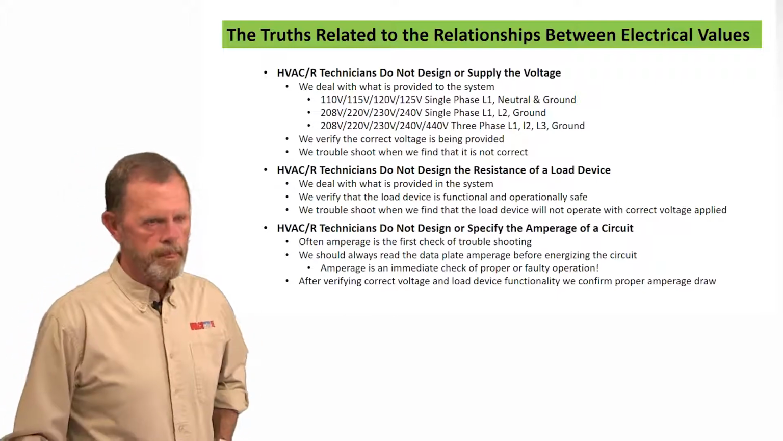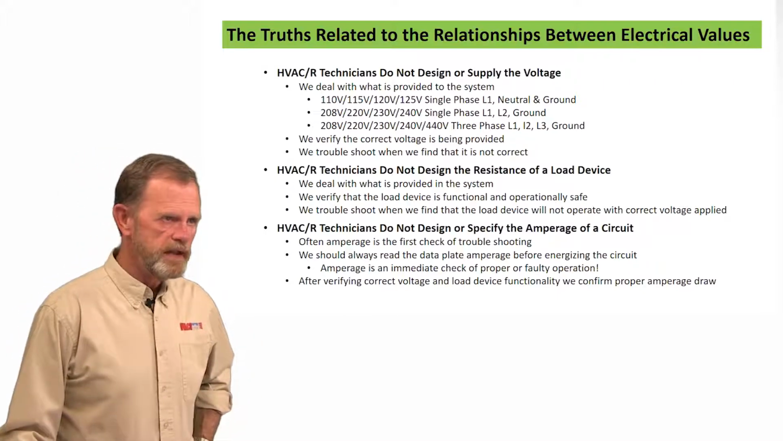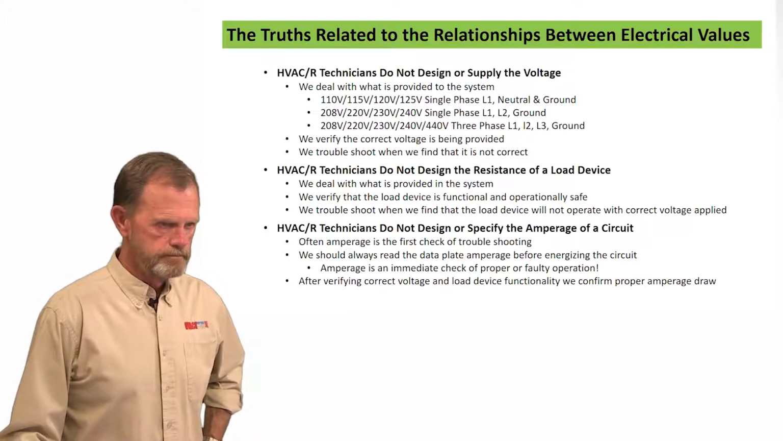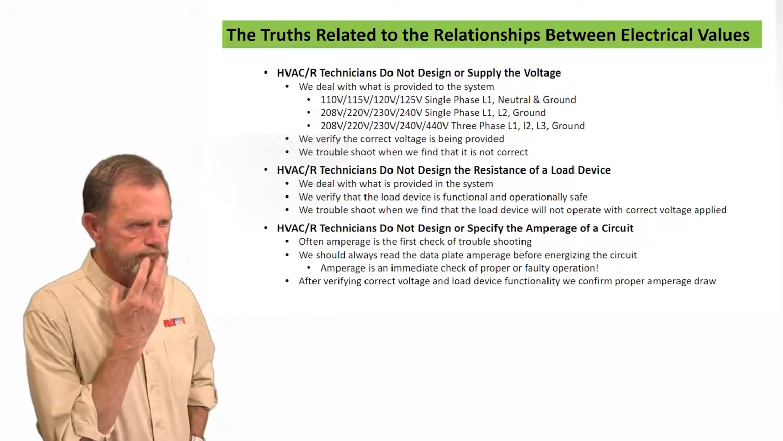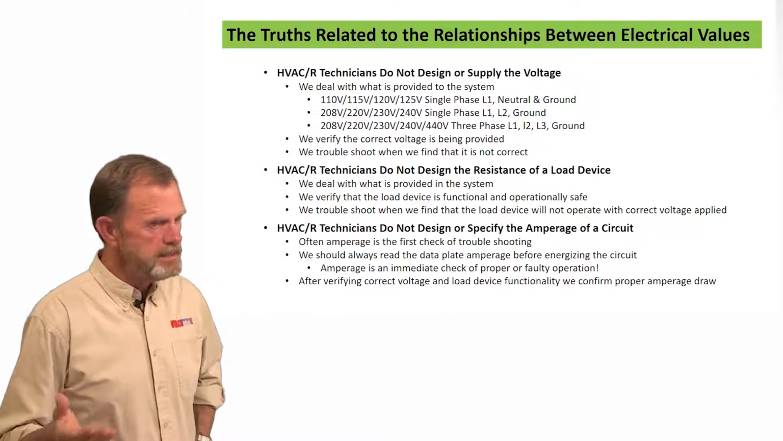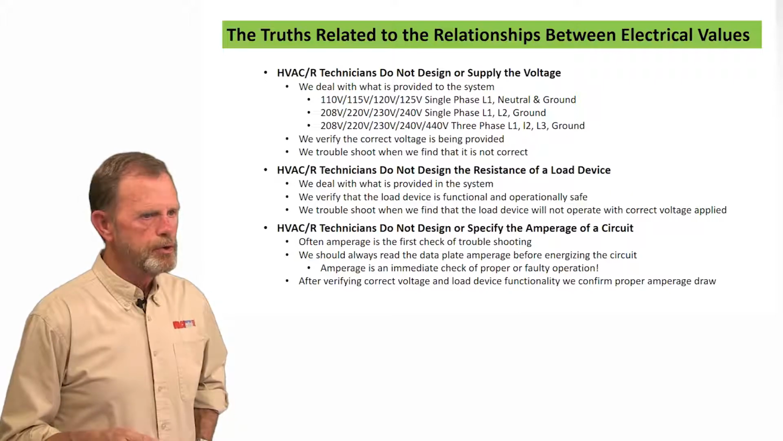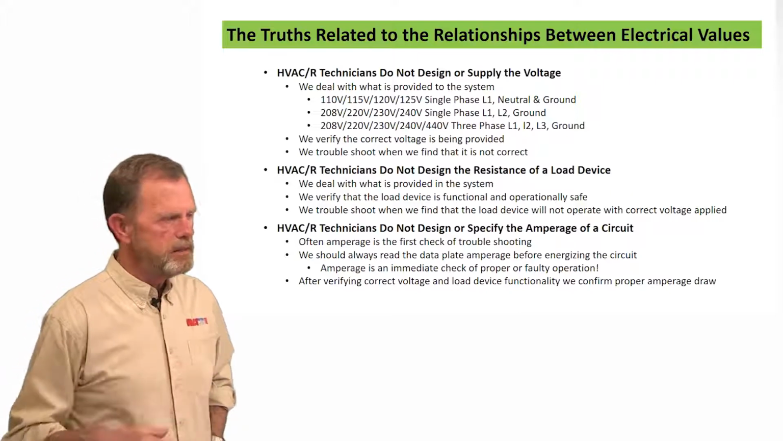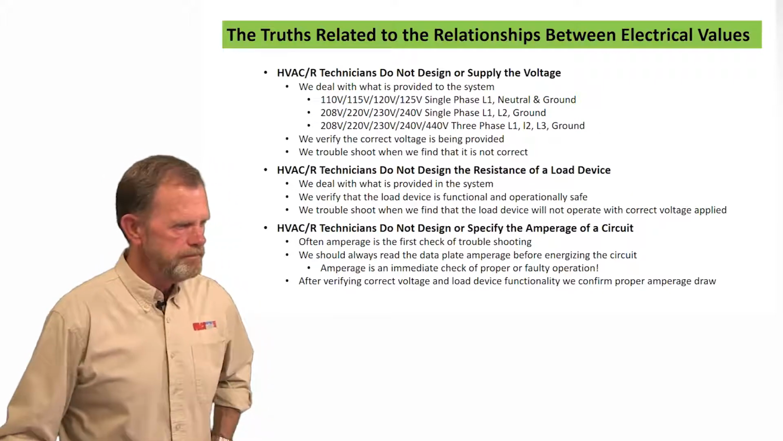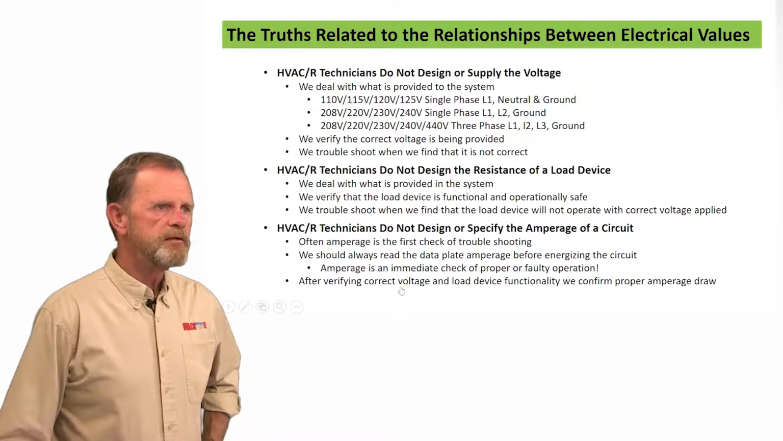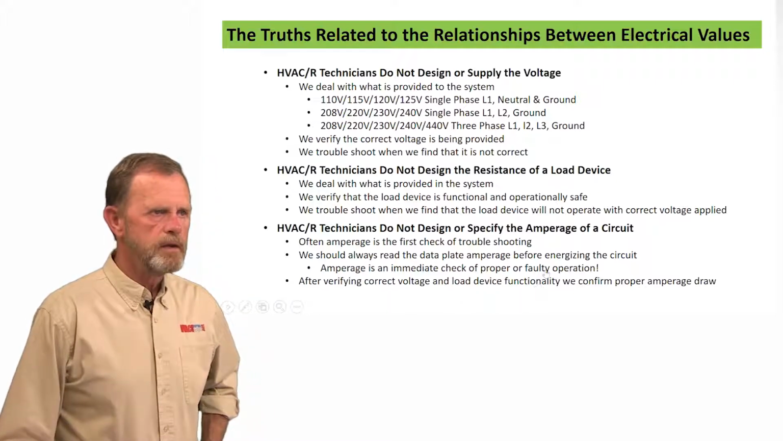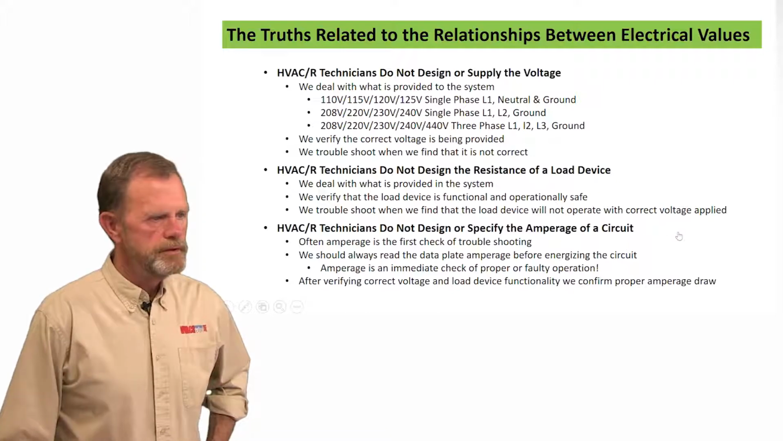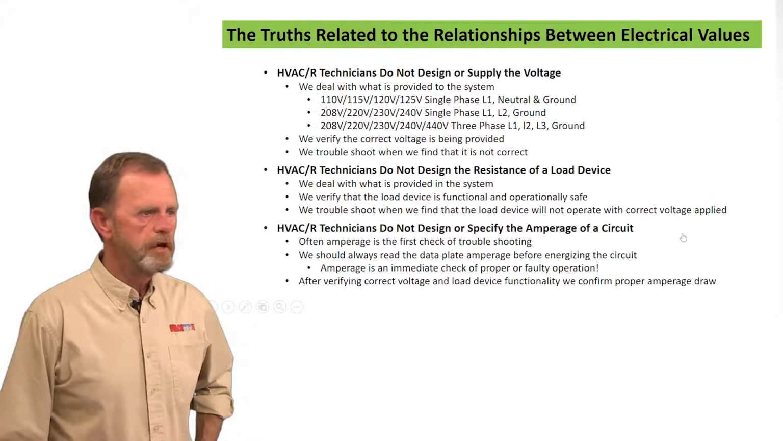So check that data plate, find out what the amperage is supposed to be before you turn the thing on. Maybe it's supposed to be 10 amps and you don't know it. And you turn the equipment on and it's pulling 20 amps. If you don't know it's supposed to be 10, you're going to sit there and watch something burn up, which is not a good thing. So check the data plate before you energize the circuit. And after verifying the correct voltage and load device functionality, we confirm proper amperage draw. If we don't have proper amperage draw, then time to troubleshoot, figure out why.